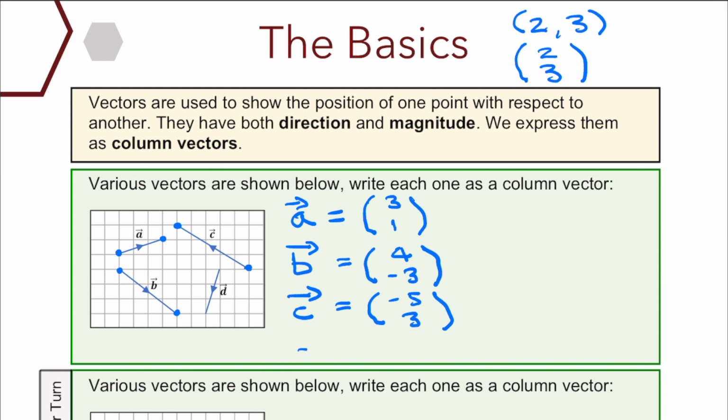And then the final one, vector D. Again, we can write this as a column vector. We can see that we're starting on the top right, finishing bottom left. So we've gone left by 1, so minus 1 on the top, and then we've gone down by 3, so minus 3 underneath. So both of our numbers were negative for that one.